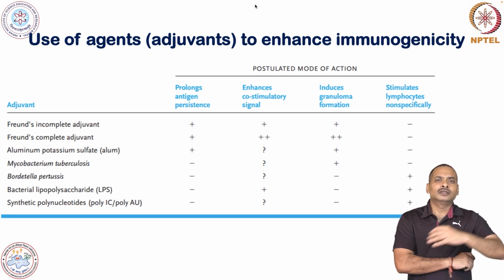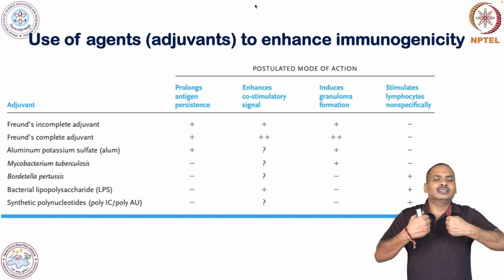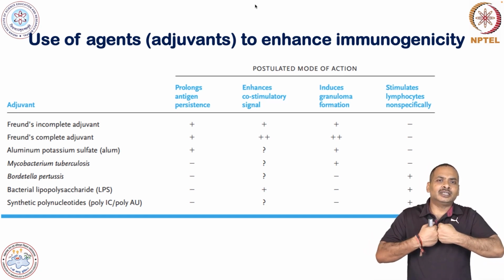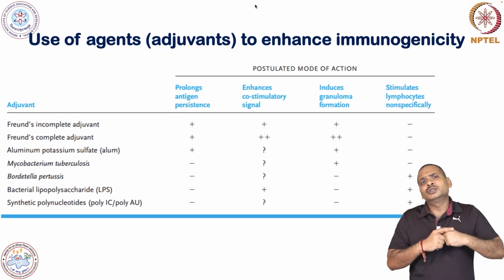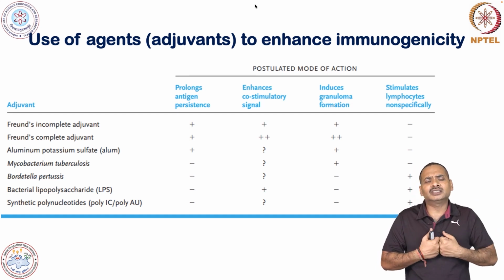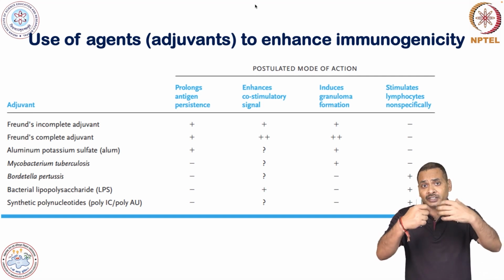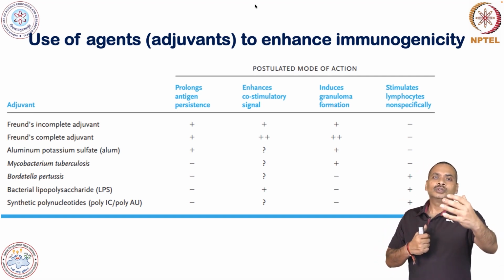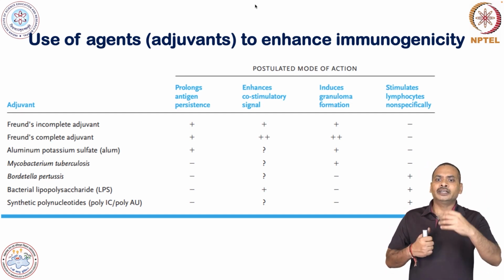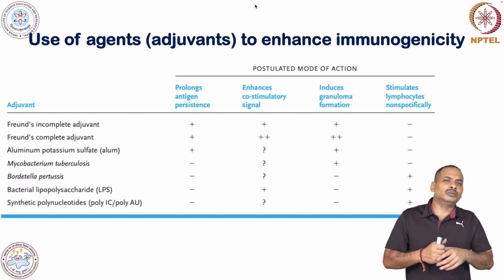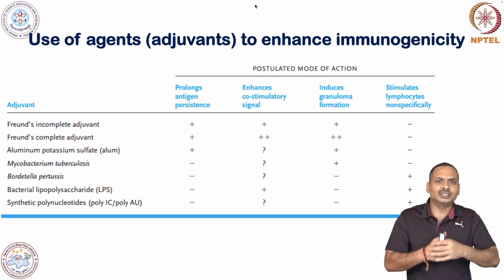It enhances co-stimulatory signal. Of course I have told you the MHC along with antigen is seen by the T cell receptor, but this is not sufficient. Some more signals are needed by the T cells from antigen presenting cells like macrophages and dendritic cells in order to activate the T cells. Those other signals we call co-stimulatory signals. It also induces granuloma formation. Granuloma is just encasing the antigen at a particular site.